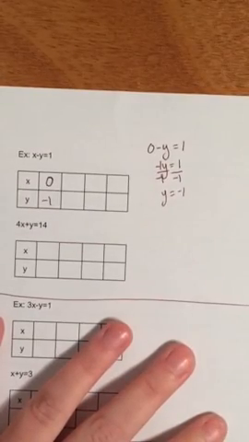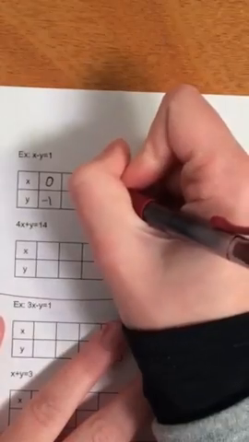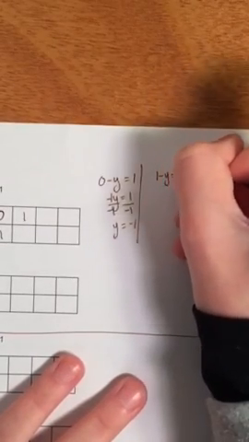Okay? And I'm just going to keep choosing some values. So I'm going to choose 1 for x. So I get 1 minus y equals 1.